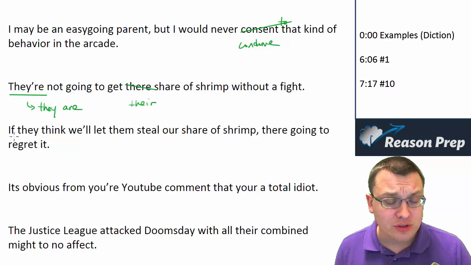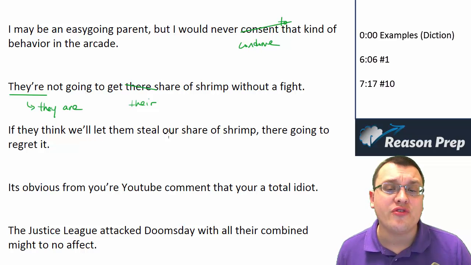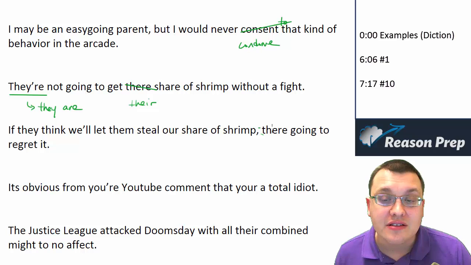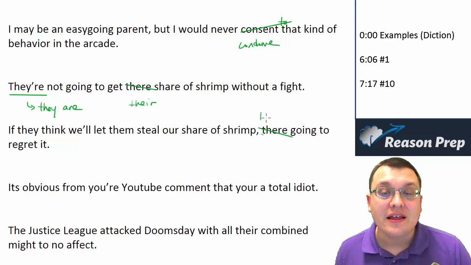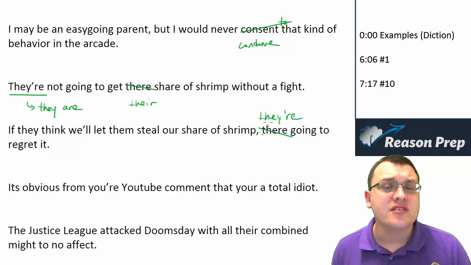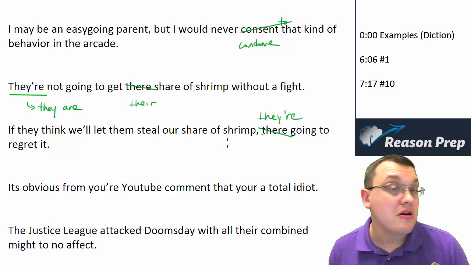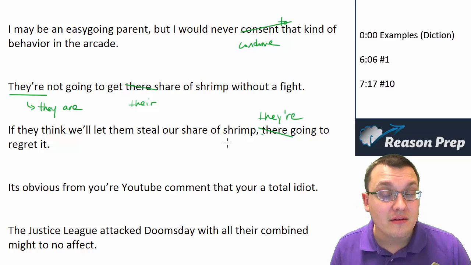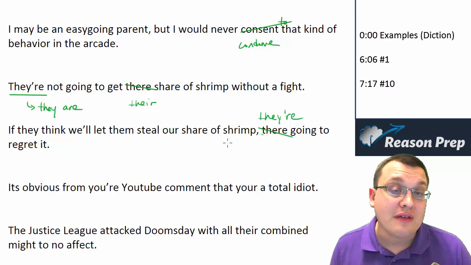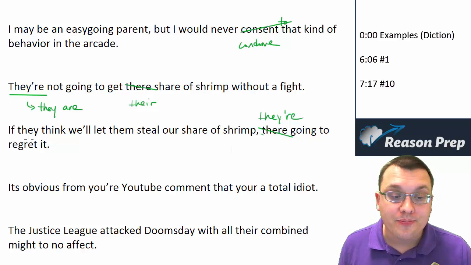This one also tests this. If they think we'll let them steal our share of shrimp, they're going to regret it. Here, there is the there of place. We need they're, they are. And remember, just like with its and it's, just sub in "they are" for there. If it sounds good, keep the they're. If it doesn't, then you either have to do there or their.